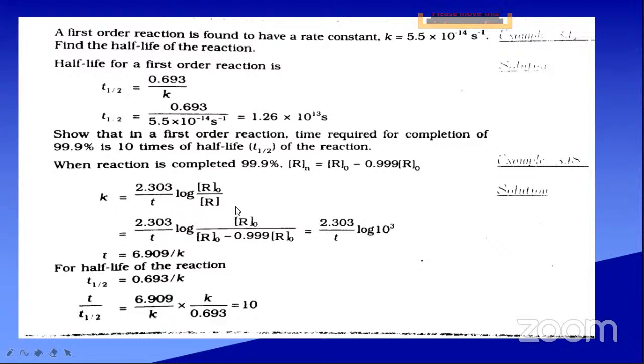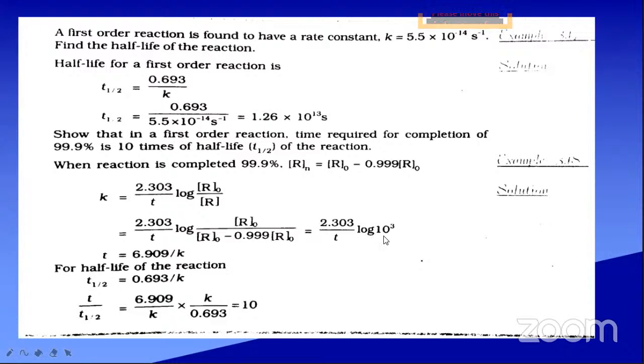Then we simply substitute in the equation. So 2.303 by t and log R naught, the initial concentration, over R. So what is the R value here? R equals R naught minus 0.999 R naught. This value we have to substitute here. Take R naught as common, so 1 minus 0.999. That means 0.001 will become. Okay, R naught gets cancelled.